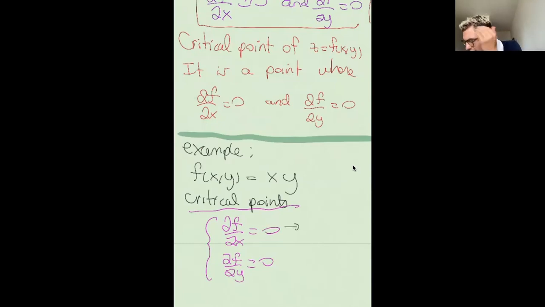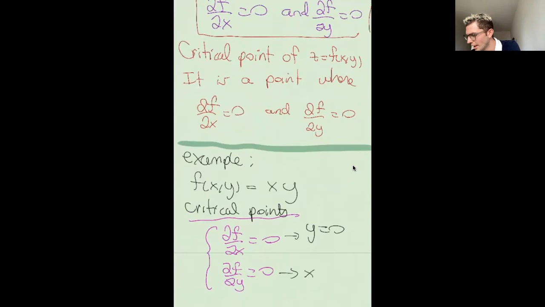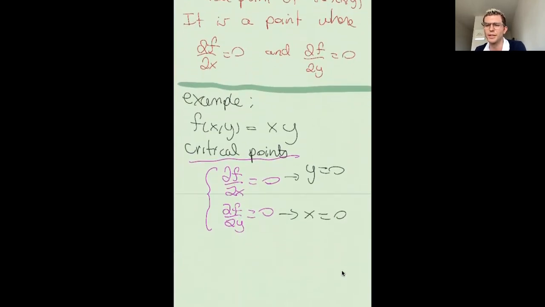In this one, what's the partial of f with respect to x? That gives you y. So y has to be 0 here. And the partial of f with respect to y is x, so x has to be 0 in this one. So what does that mean? That x and y are both 0. So the only critical point for this function is the origin.